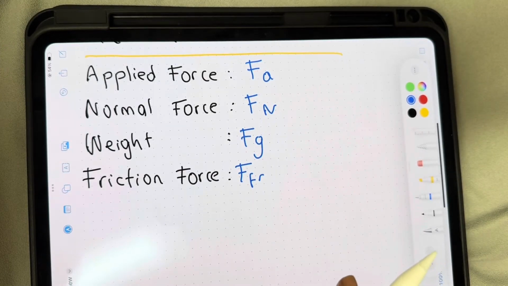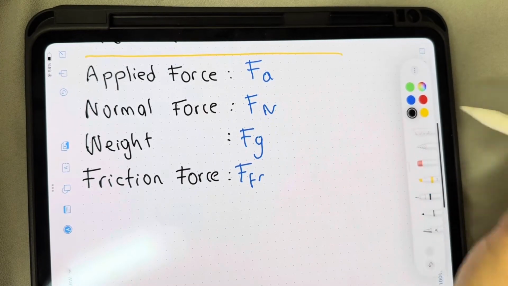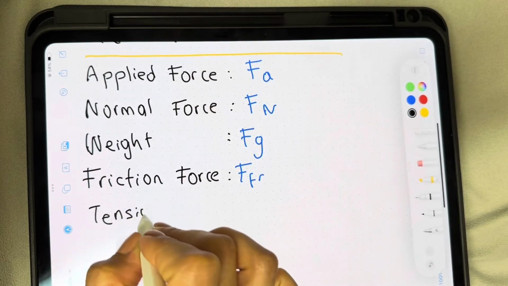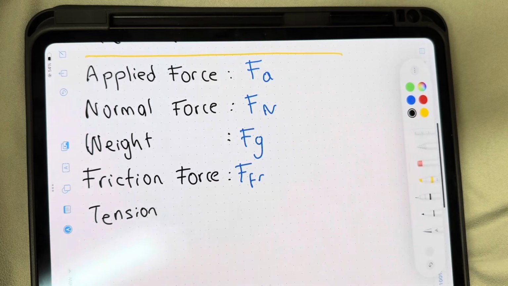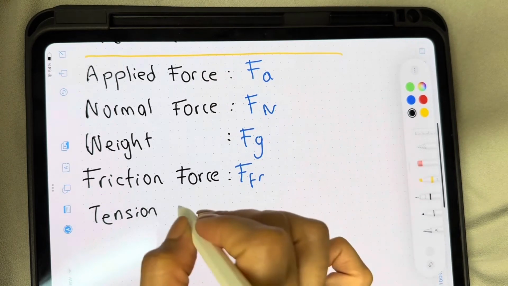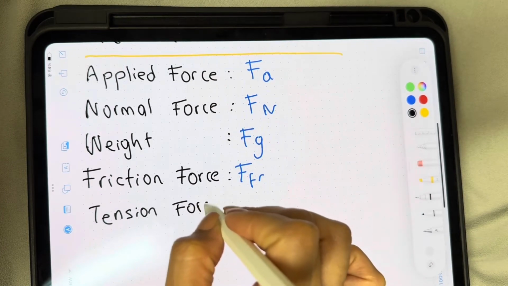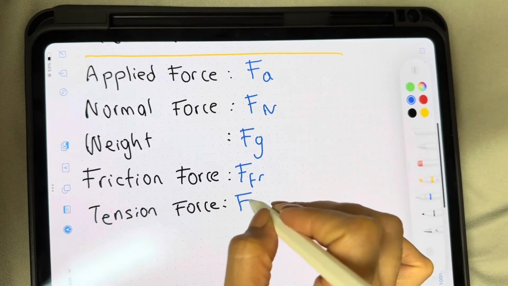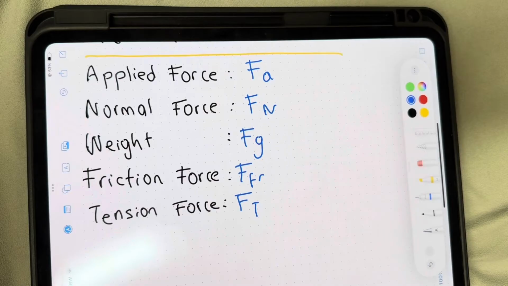We have one more, which is tension. Every time that you're pulling at something, like a string or cord or rope, it means you have a tension force, and we represent that as Ft. Okay. So now that you know that we have these 5 forces, we can talk about force diagrams.